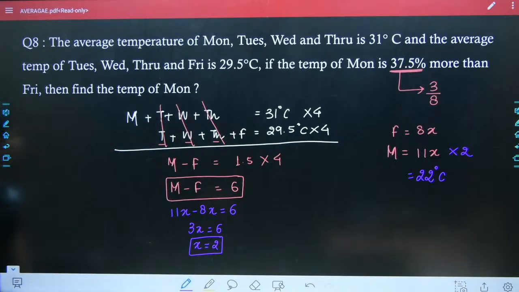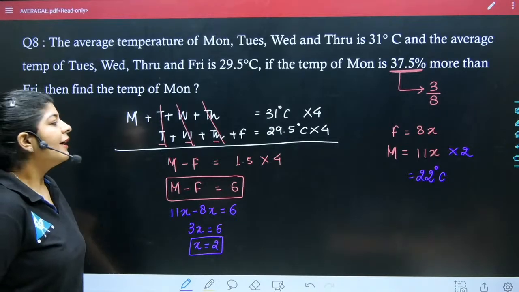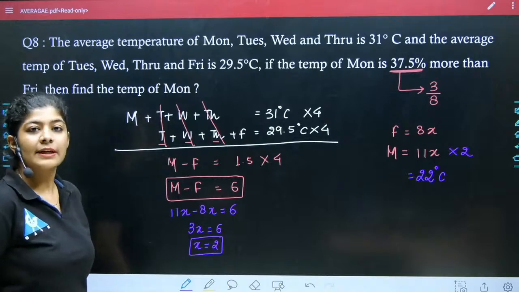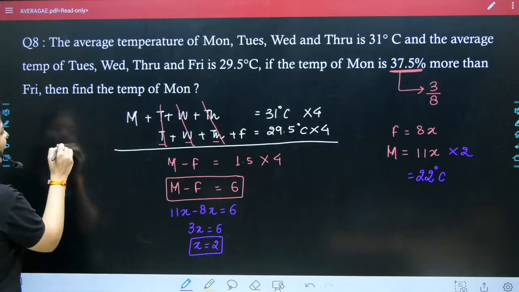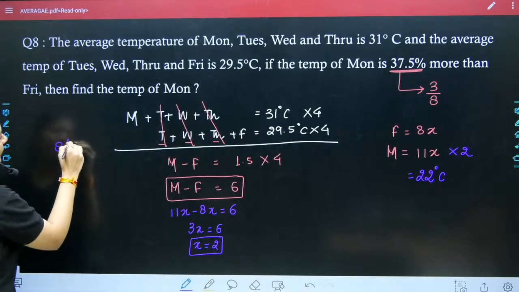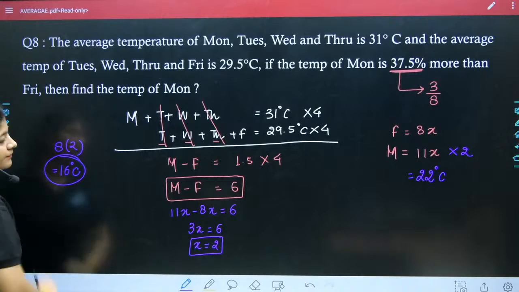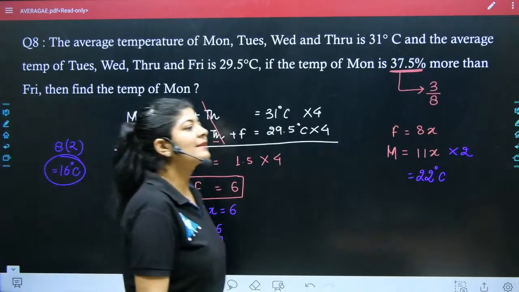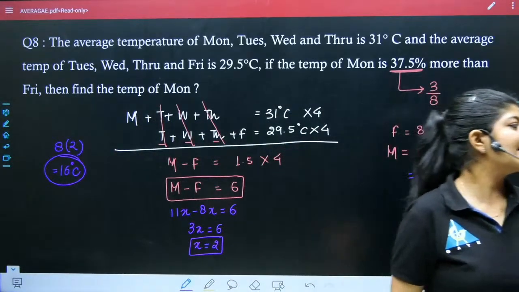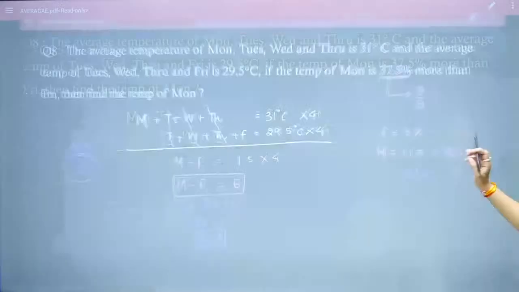Is it clear? If we have to find out the temperature on Friday, I simply have to put the value of x in that 8x and we will get 16 degrees Celsius as my answer. Okay. Now let's move to the next question.